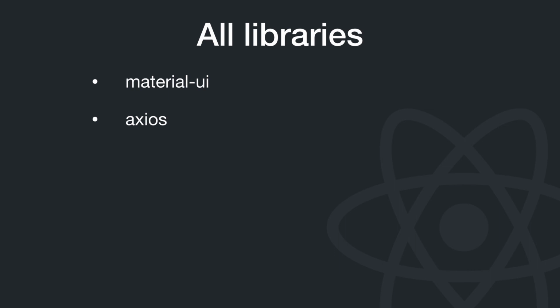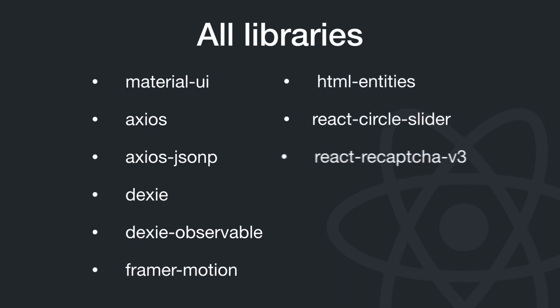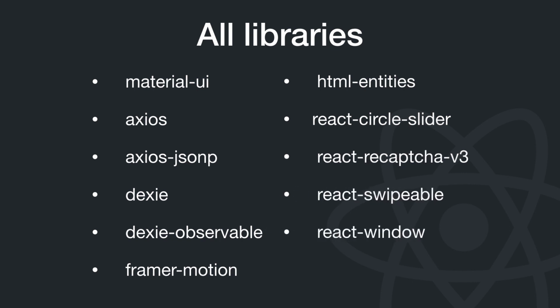Here is the list of libraries I have used: Material UI, Axios, JSON-P, DexieJS, Dexie Observable, Framer Motion, HTML entities, React Circle Slider, React reCAPTCHA v3, React Swipeable, React Window, and React Router. We are going to look into all of these libraries, and I will give you an overview of what they do, how you can implement them, and how I have implemented them in my app.